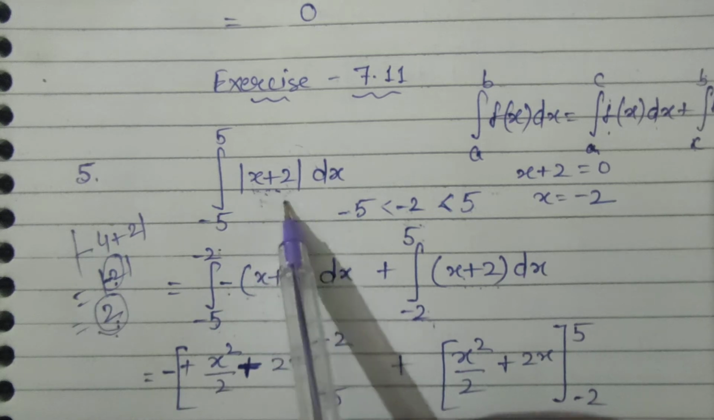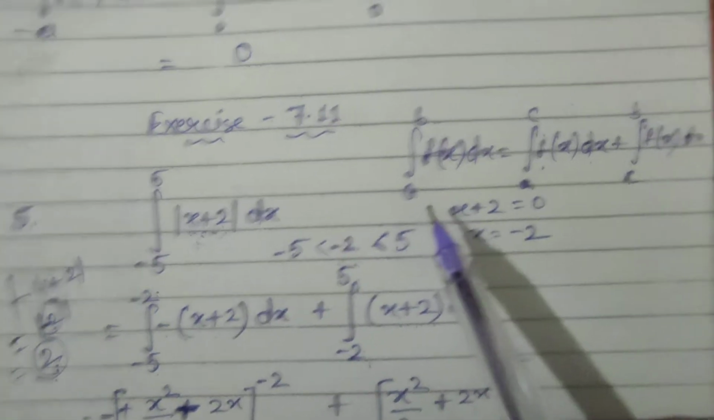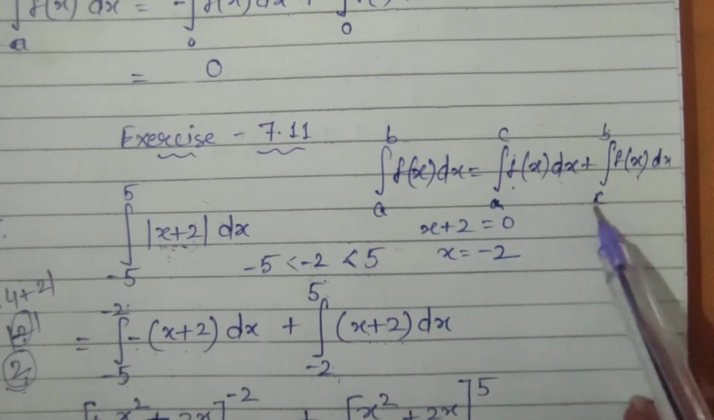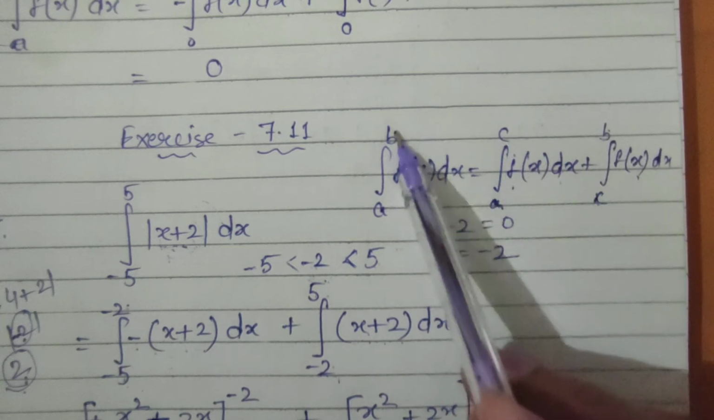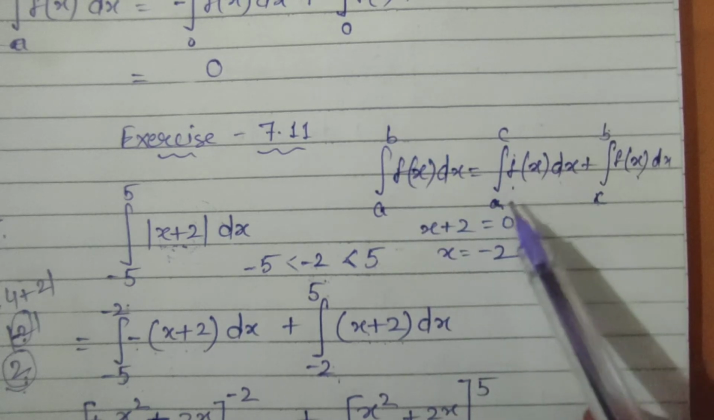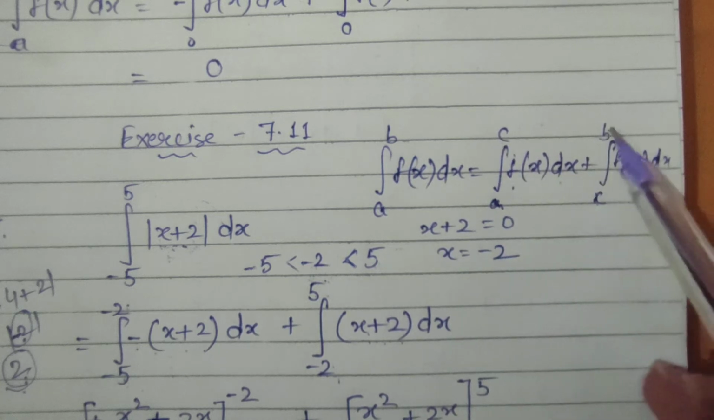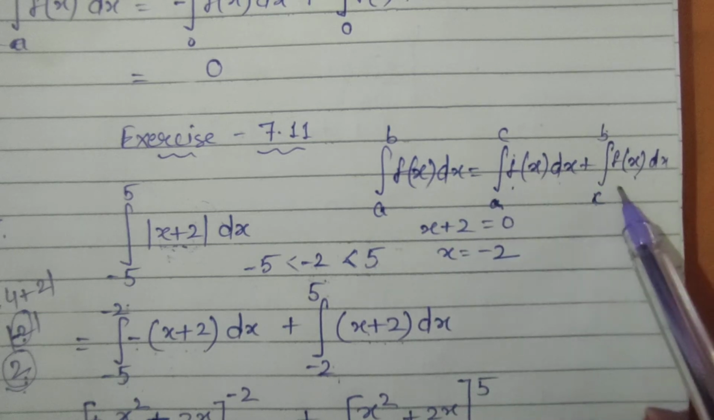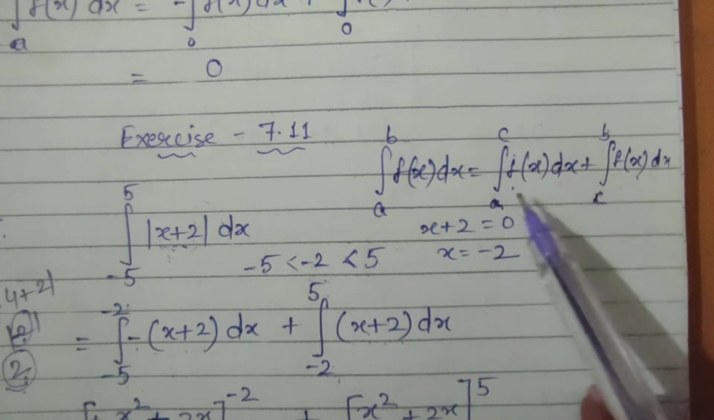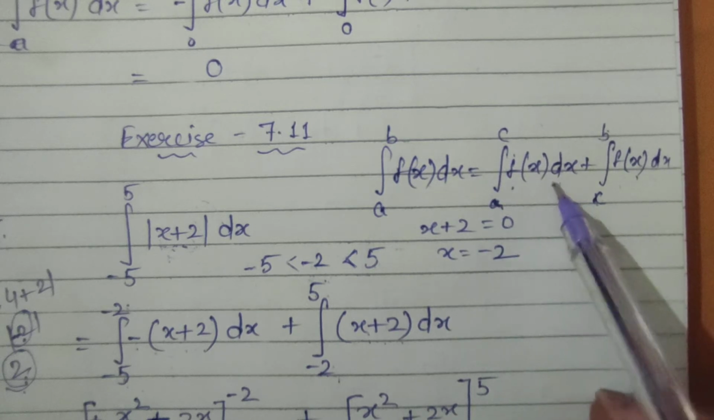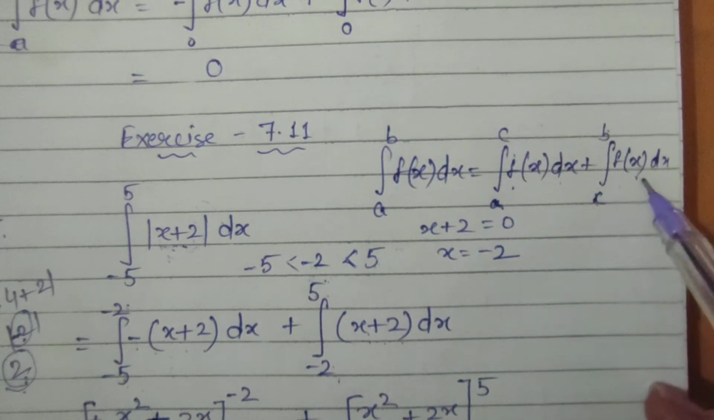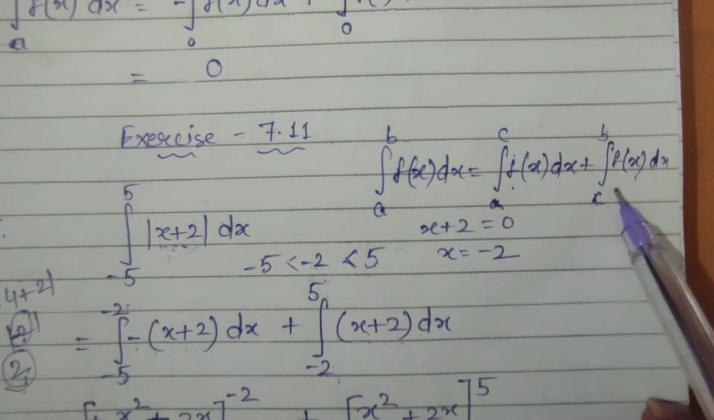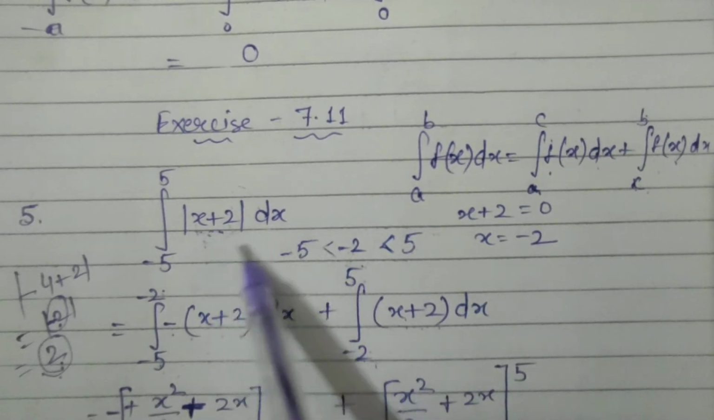Here we will use the third property. In the third property, the integral of f(x) dx with limits a to b, where c is a point in between a and b, equals the integral of f(x) dx from a to c plus the integral of f(x) dx from c to b. We can write it as the sum of these two integrals, where c is the breaking point. Clear? So x plus 2 modulus, we have to simplify it.